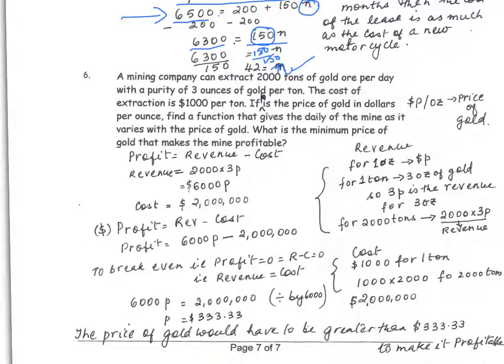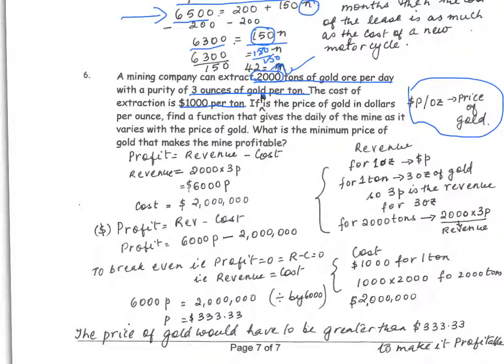Another example here. So a mining company can extract 2,000 tons of gold ore in one day, and that is going to give us only 3 ounces of pure gold per ton. So for every ton extracted, only 3 ounces of gold, we are able to extract 2,000 tons. The cost of extraction obviously has to be taken into consideration, and that is $1,000 per ton. So let's say P is the price of gold in dollars.